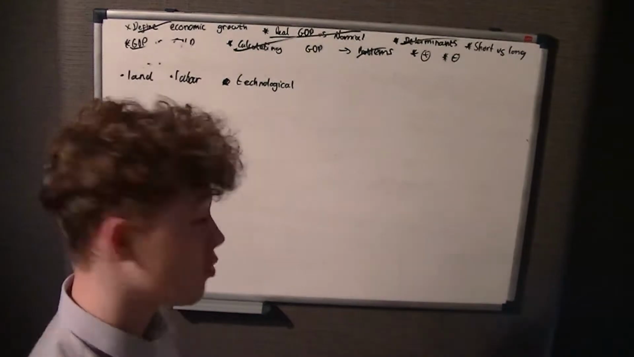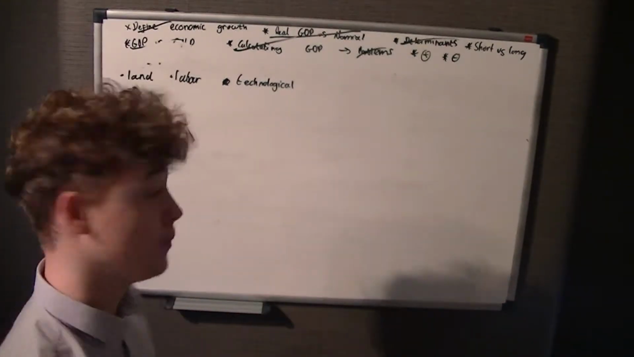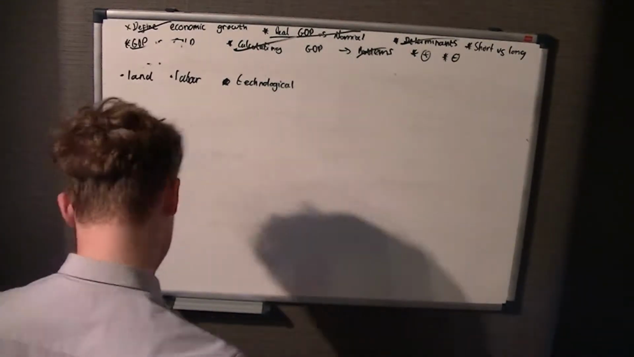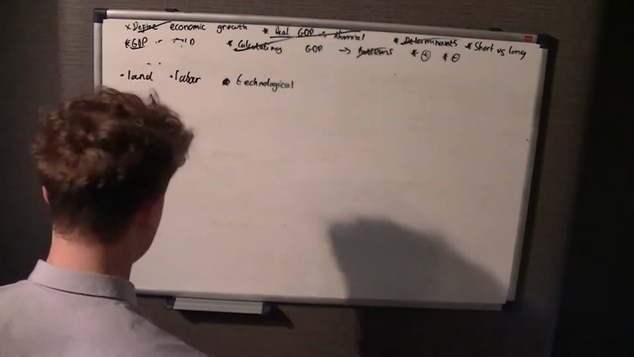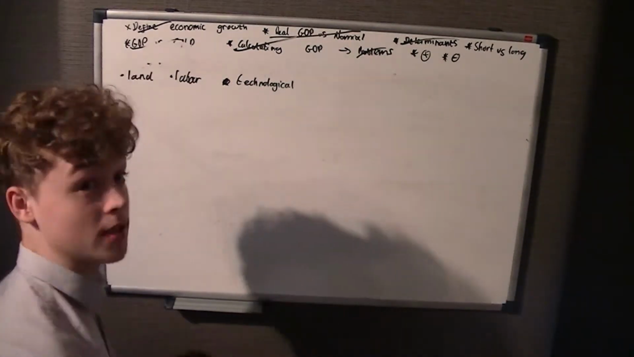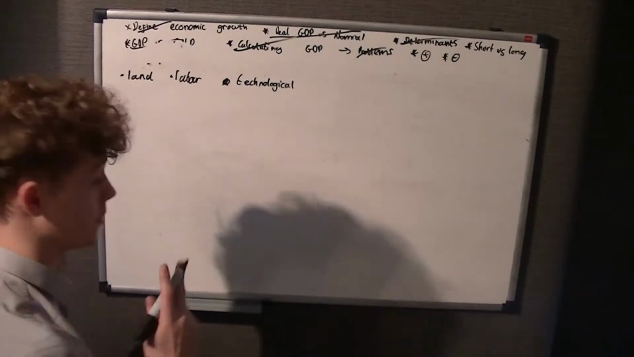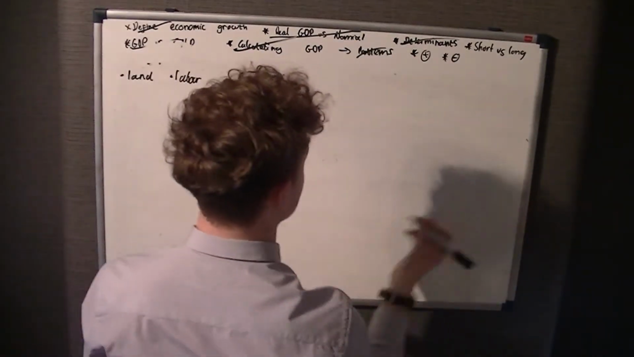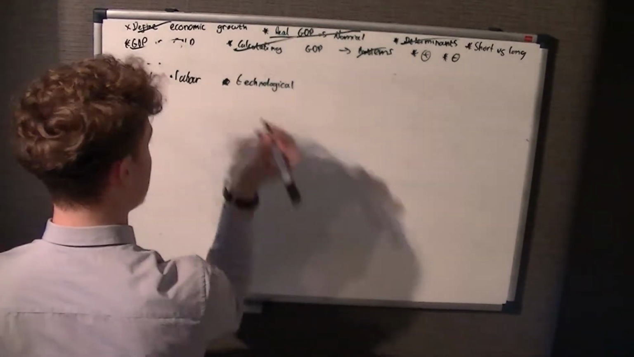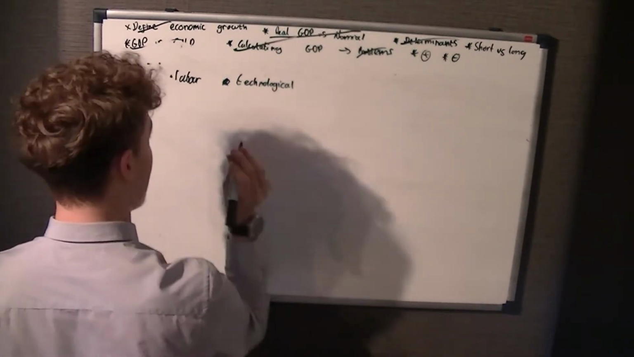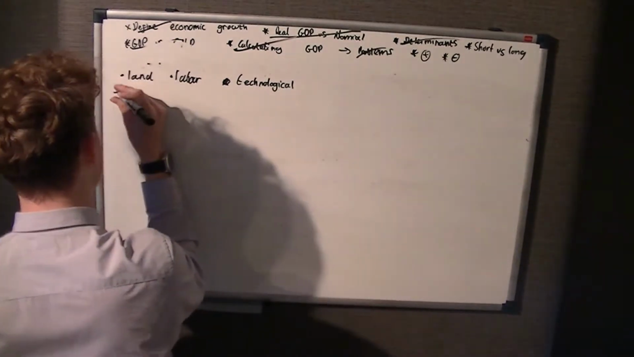Oil prices could increase. If oil pockets are found, it would reduce oil prices because we have more. But once they're used up, they actually increase in price. So, determinants are done. Now, we need to know the advantages and disadvantages of economic growth.